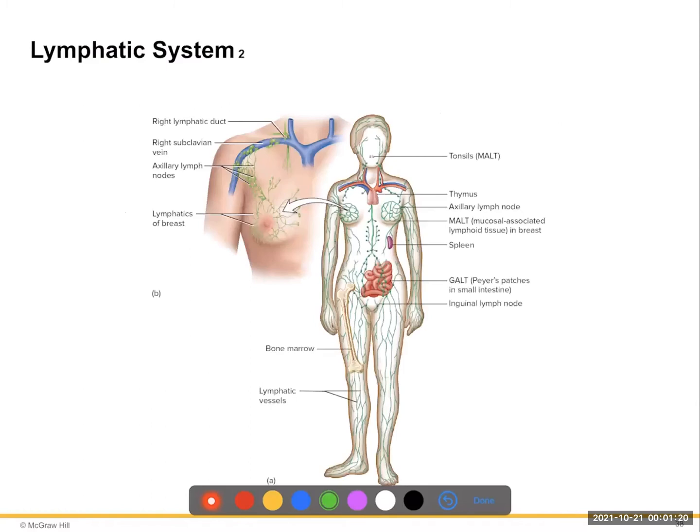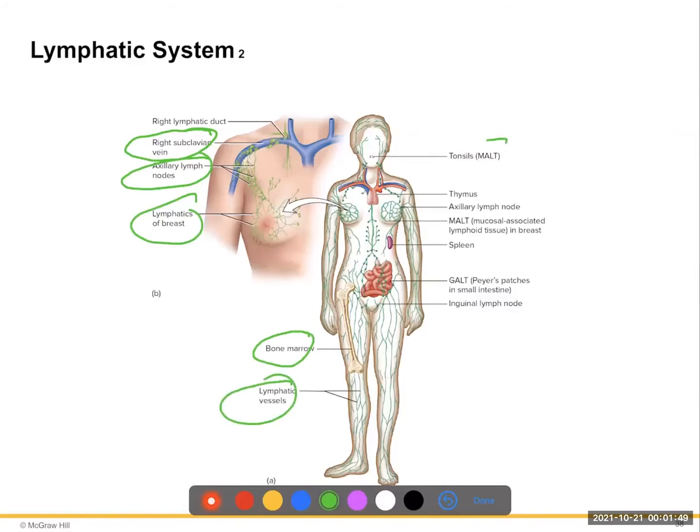The lymphatic system runs through the entire body. It drains back into the right subclavian vein, back into the bloodstream when it's gone through the lymphatic system. Lymphatics is a detailed roadmap through the body. This is lymphatics of the breast. These are your axillary lymph nodes, which are under your armpits. You can see on the diagram the bone marrow where all these start to develop. These lymphatic vessels run through the entire body.